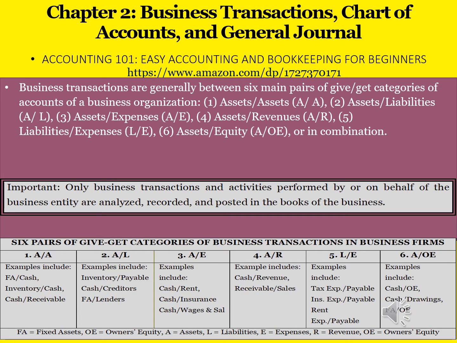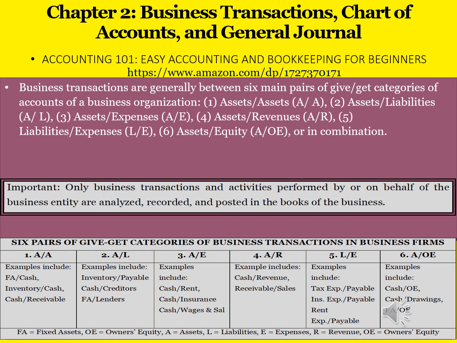2. Assets and liabilities, such as a payment by the firm on account to a supplier or vendor and involving a debit entry to accounts payable and a credit entry to cash, or purchase of inventory on credit involving a debit to inventory and a credit to accounts payable. 3. Assets and expenses, such as cash payments for rent or utilities or office expenses, involving debit entries to expense accounts and credit entries to the cash account.